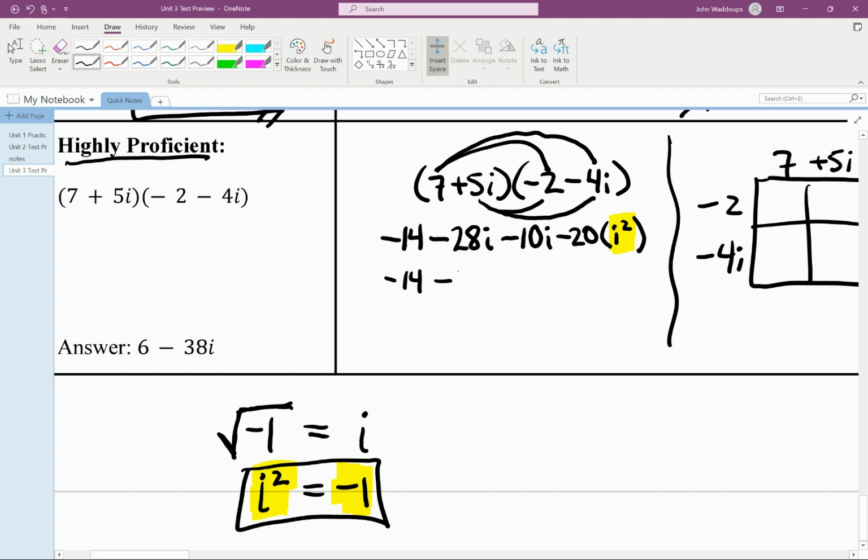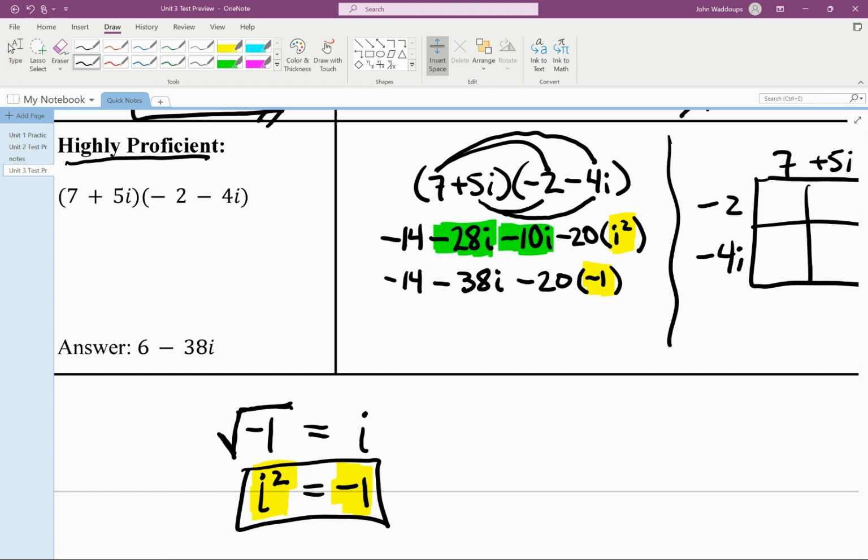-14 minus 28i. You know what? While we're at it, let's go ahead and combine. These are both imaginary numbers. They're the imaginary parts of the complex number. So they're both negative, so they just become more negative. -28i minus 10i is -38i, and then I've got minus 20 times, again, i squared is -1, so this is -1. Just swapped out the i squared for -1.